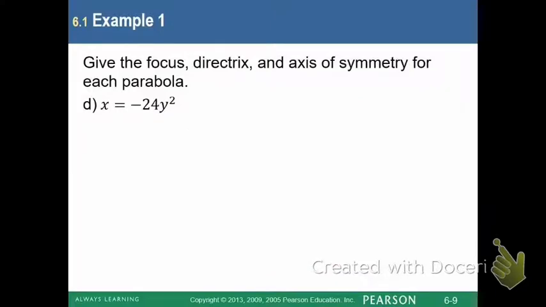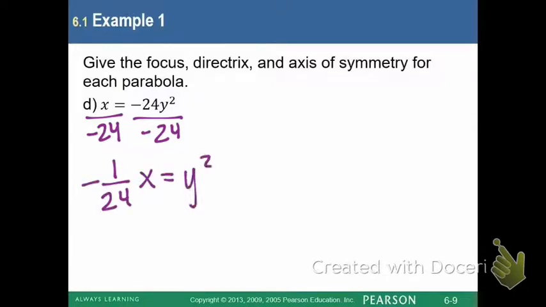Okay, this one is similar to that one before where we had to get what's being squared by itself here. So I need to get the y squared by itself. So I'm going to go ahead and divide by negative 24 on both sides here. So when I rewrite this, I kind of want to write that as a number out in front. And then again, if I rewrite it so that the squared is on the left side, I'll have y squared equals negative 1/24 x.